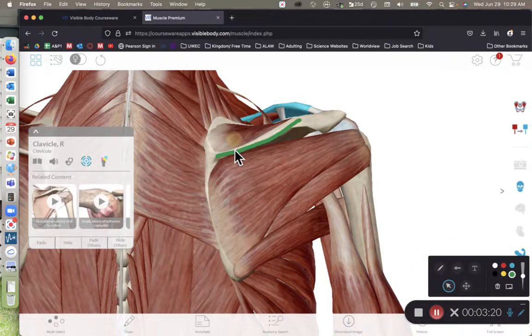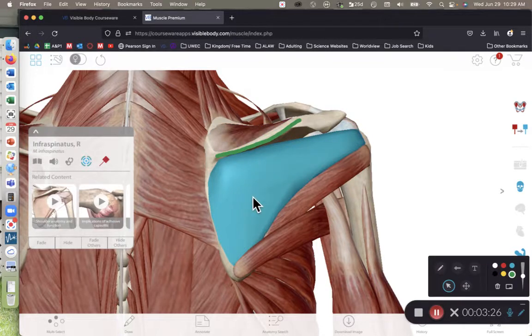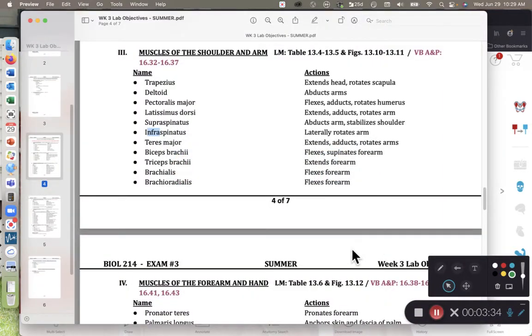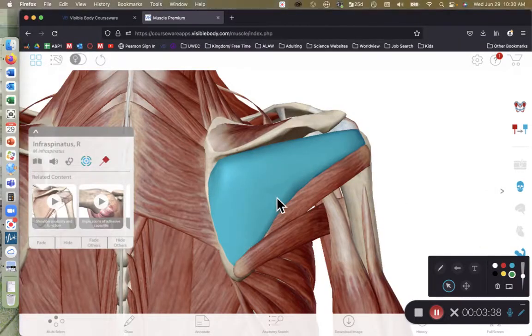Directly superior to the scapular spine is the supraspinatus. Directly inferior to the scapular spine is the infraspinatus. So, hopefully those names will make sense for you. Well, here, let's go ahead and finish up the scapula. We have the teres major.